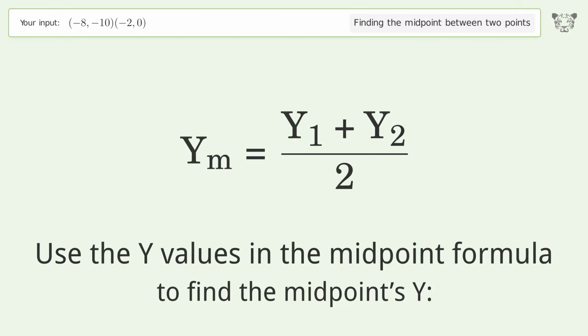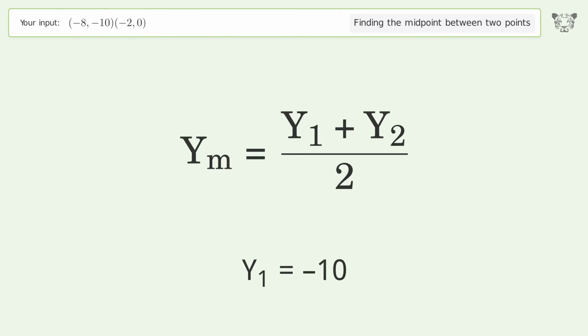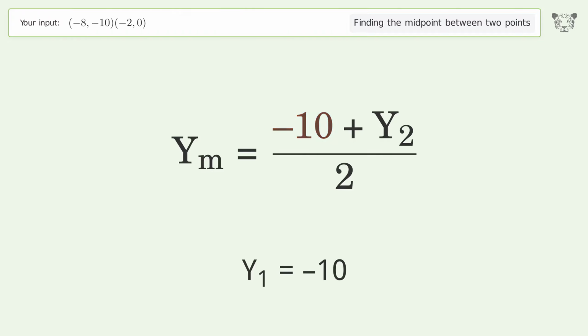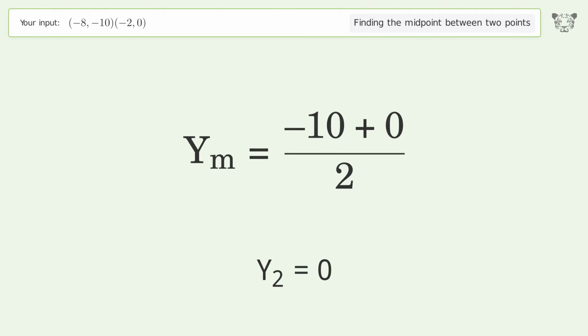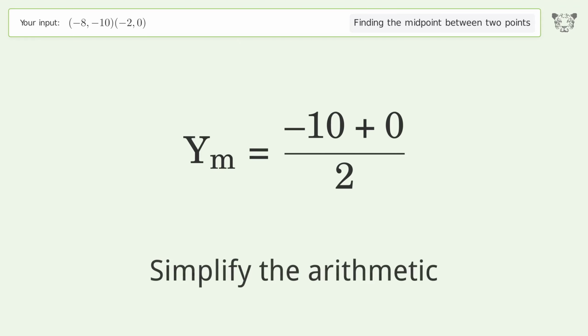Use the y values in the midpoint formula to find the midpoint's y. y1 equals -10. y2 equals 0. Simplify the arithmetic.